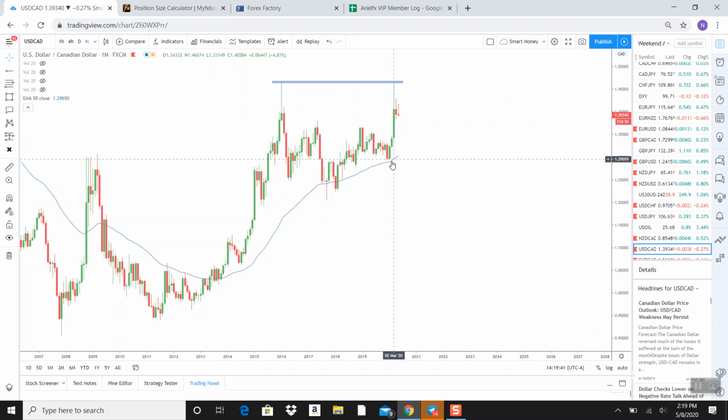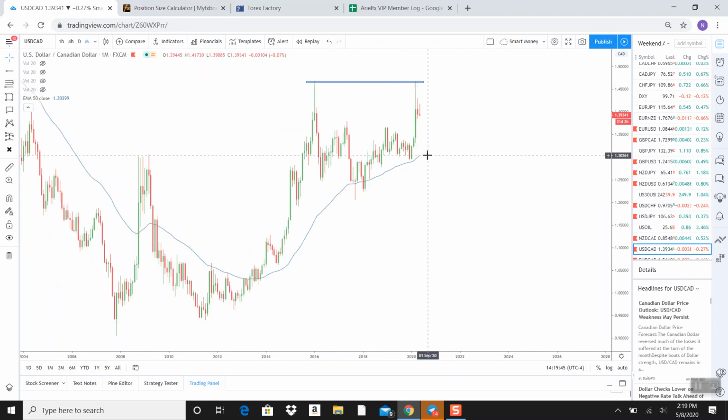We are above the 50 EMA. The institutions love using the 50 EMA, so be wary of that and use it as a confluence. Don't trade off of the 50 EMA. Use it as a confluence for your other rules and confluences.